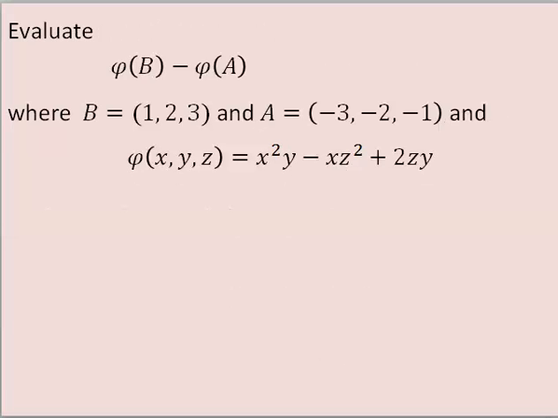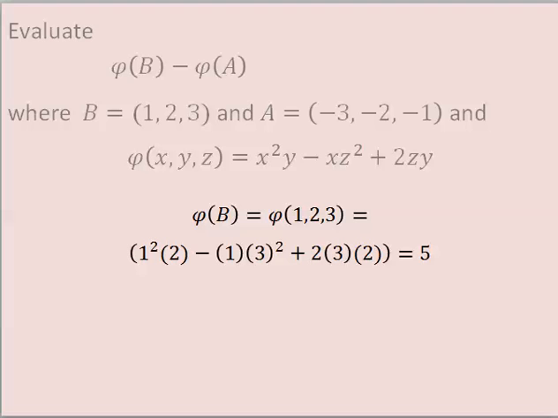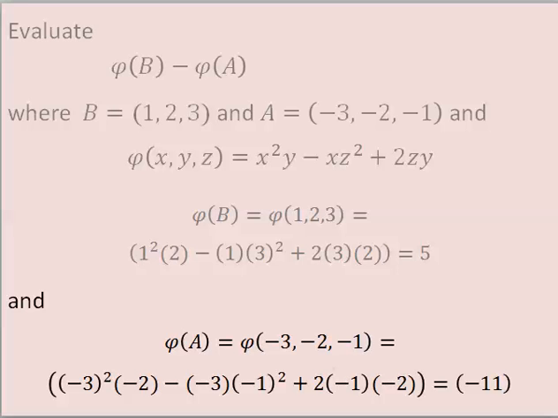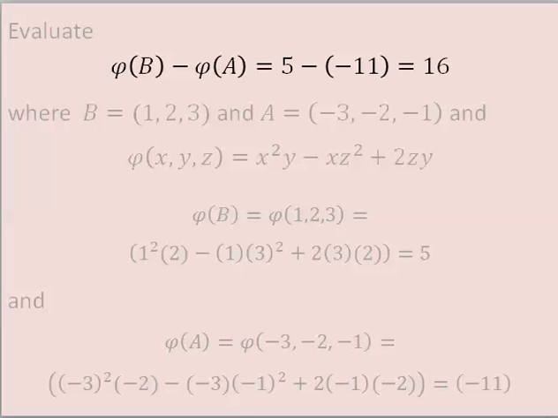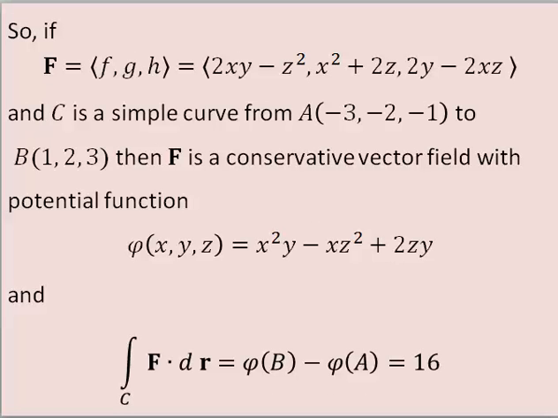So we're going to evaluate phi of B minus phi of A. This is a pretty straightforward process. Phi of B is equal to 5, and phi of A is equal to negative 11. So phi of B minus phi of A would have to be 16. So with our conservative vector field on a simple curve from A to B, the line integral is equal to 16.